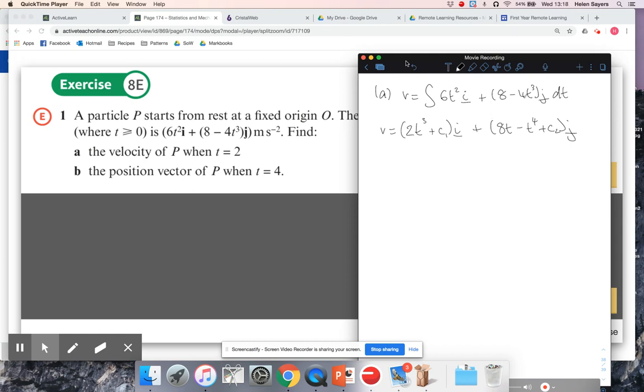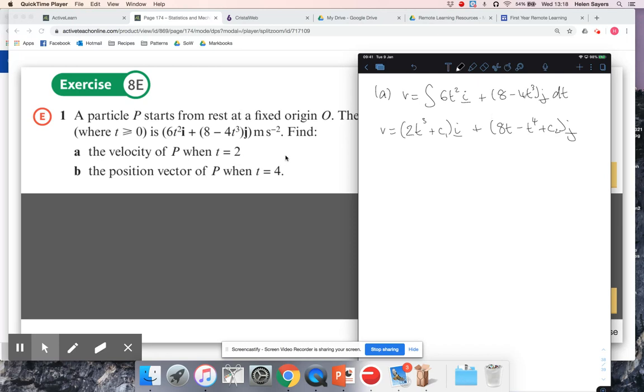Now, in the textbook, they do lay it out slightly differently, and you can just go for your preferred method. So in the textbook, they just have a plus d on the end. You should have already read through those examples. However you prefer to lay it out is absolutely fine.